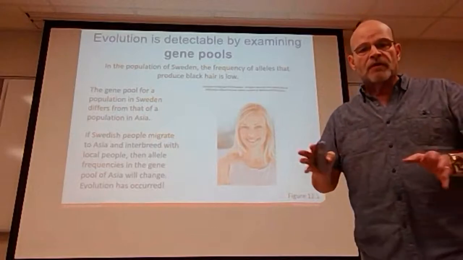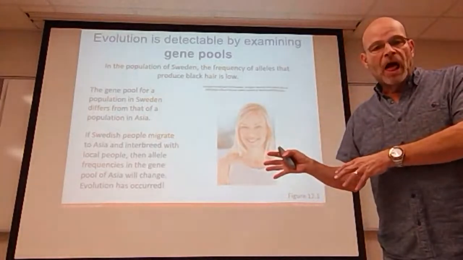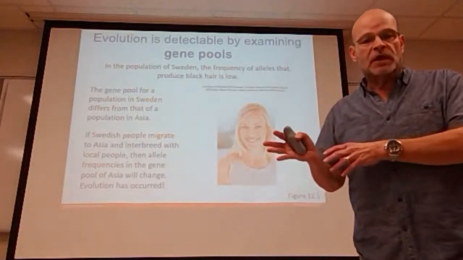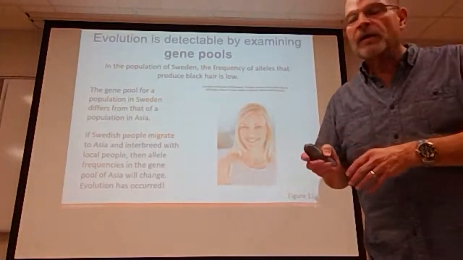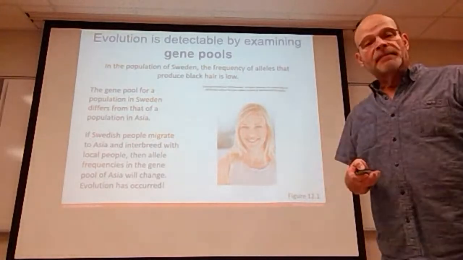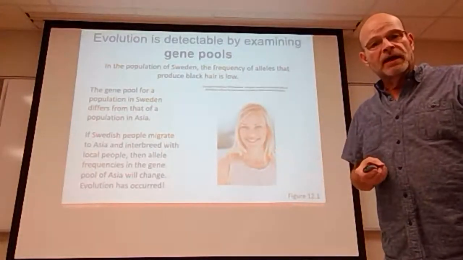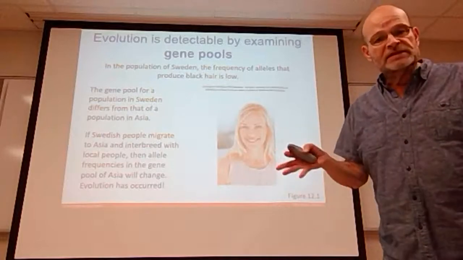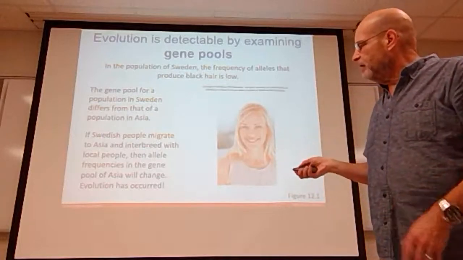5,000 years ago, very few blonde-haired alleles in Asia. And I'm relatively sure the number is significantly higher now, because it says if Swedish people migrate to Asia, I'm here to tell you, Swedish people have migrated to Asia. Asian peoples have migrated to Sweden. This is happening. Populations have evolved.